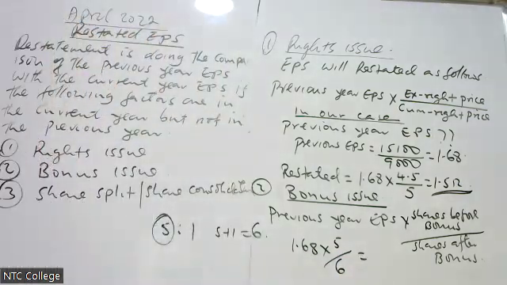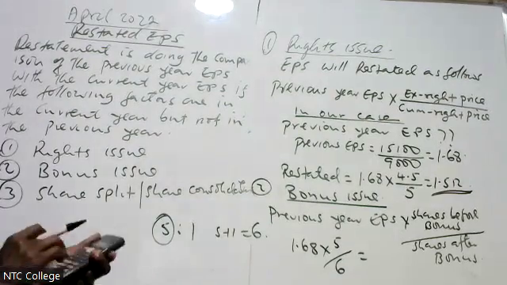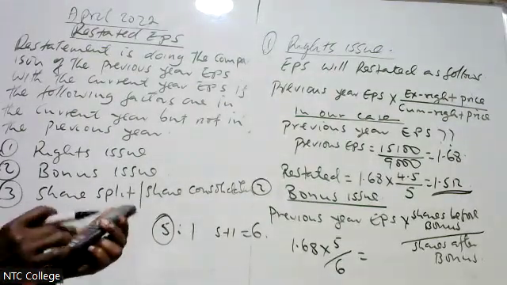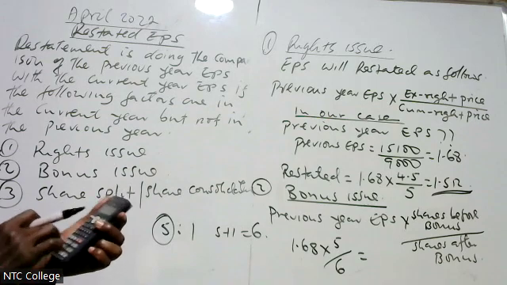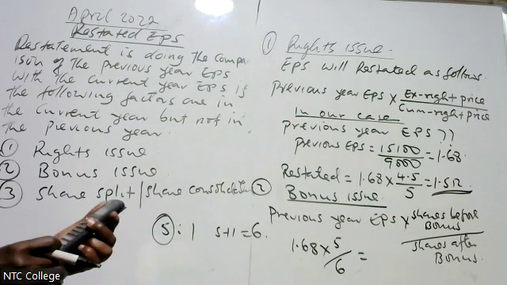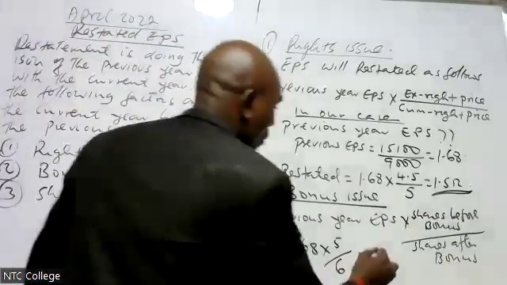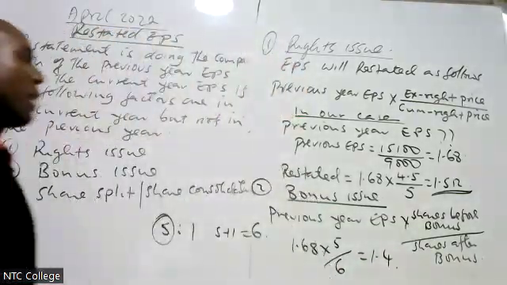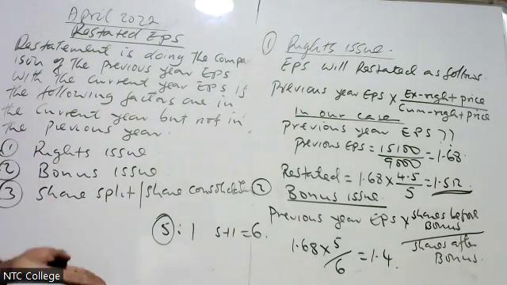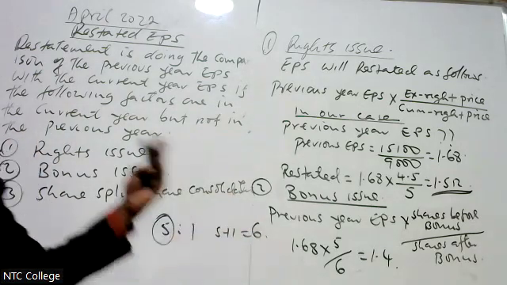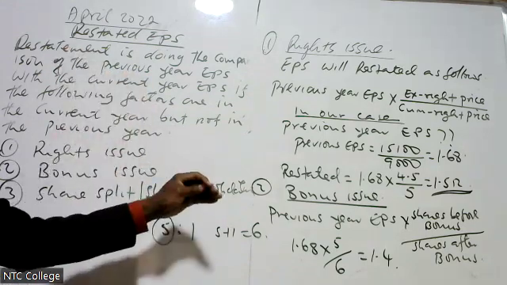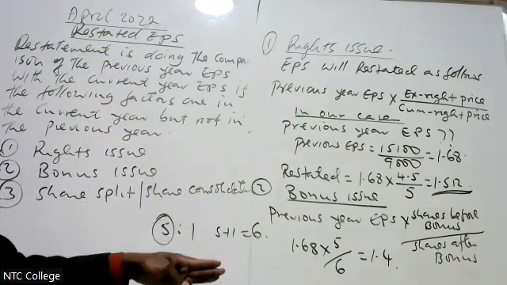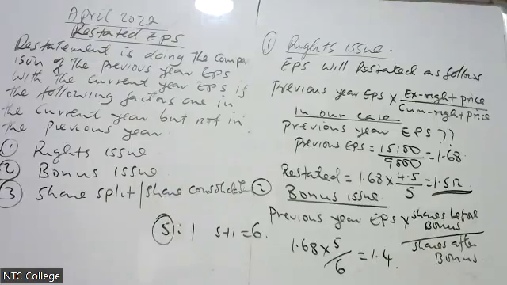Therefore, what will be my restated EPS? Although I have just assumed for us to understand, if the examiner has given you the bonus, that is what you do. 1.68 times 5 divided by 6. I'm getting 1.4. If it was bonus, then my restated EPS will be 1.4. You take the previous year EPS times shares before the rights, or the bonus, over shares after the bonus.